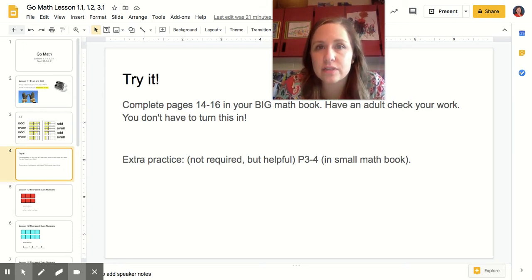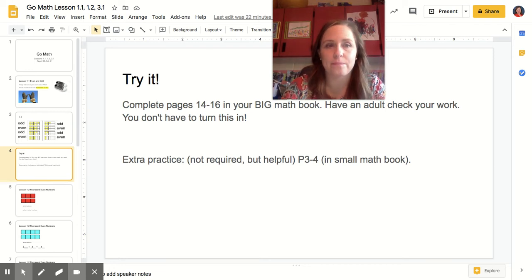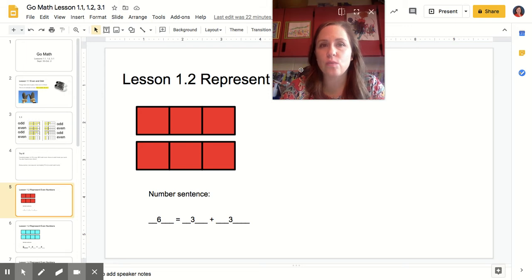If your adult feels like you need some extra practice, you can do pages 3 and 4 in the practice book. The practice book pages are labeled with a P for practice. And so if I ever say do page P and then I tell you a number, that's an indication that it is the practice book. Okay. All right, let's move in to lesson 1.2.